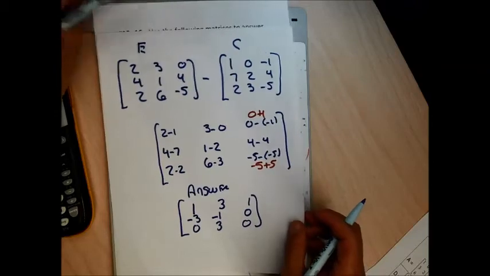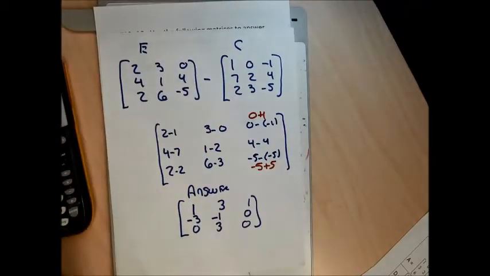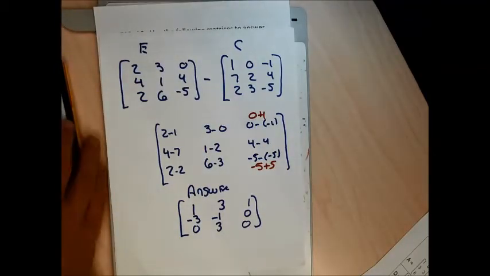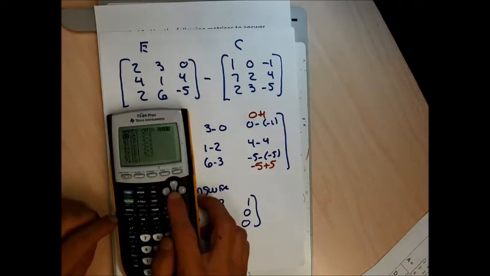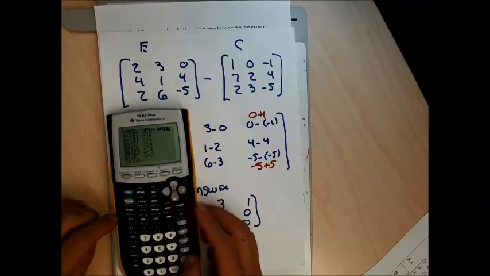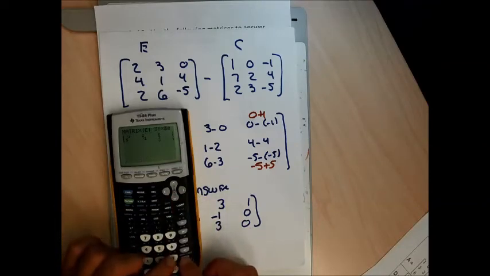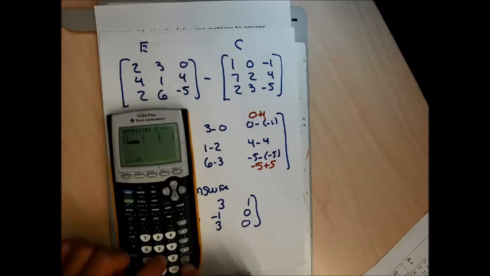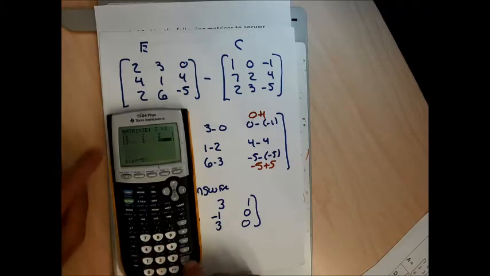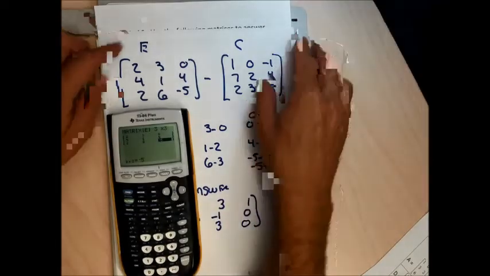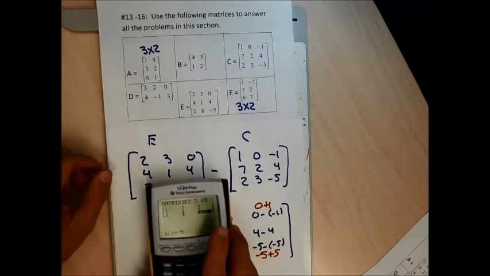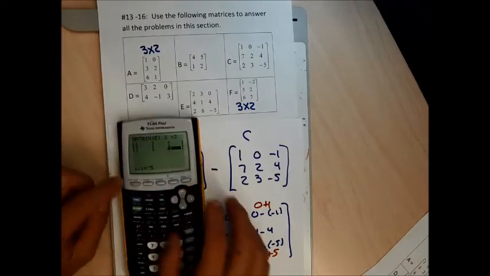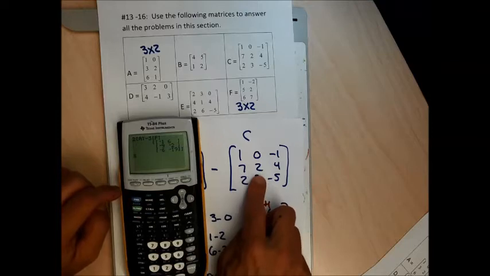To do it on my calculator, I have to enter E and C as 3 by 3 matrices. Let me do those real quickly. So second matrix, edit, go down to E, and my E is a 3 by 3 matrix. It's 2, 3, 0, 4, 1, 4, 2, 6, negative 5. Make sure I did it right here too. 2, 3, 0, 4, 1, 4, 2, 6, negative 5. Perfect. Second quit.